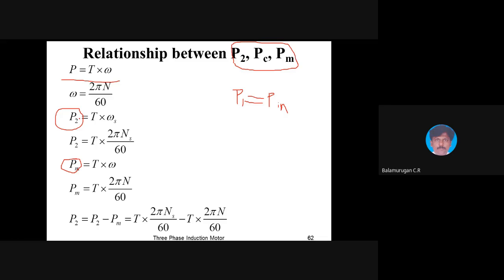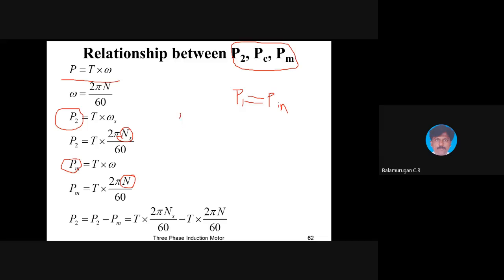So for rotor input we are going to write the same formula as torque into omega s. So P2 is given as torque into 2 pi ns by 60. And mechanical power we can write, PM is equal to torque into omega. So in rotor input we are representing in terms of ns, and in the mechanical power we are representing in terms of running speed. So that is a small difference.